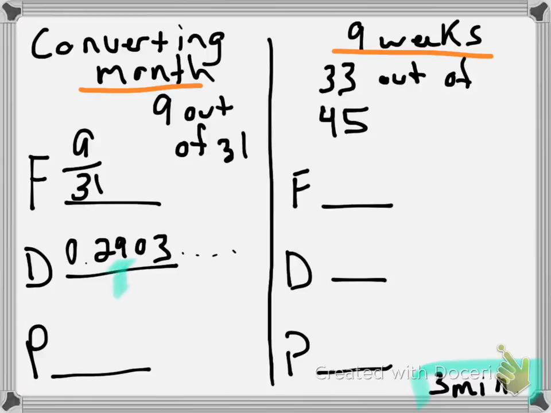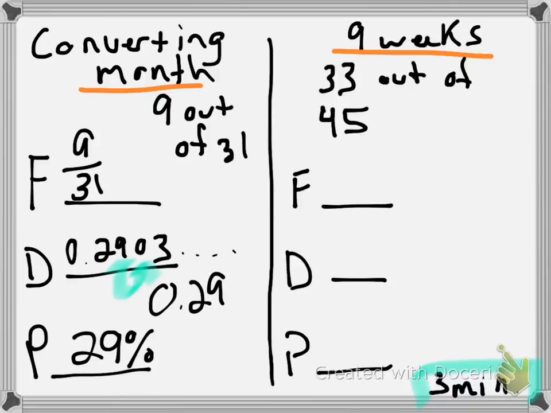You look at the second number and look at the number behind it. 0.29 is there. 0 is going to make it stay the same. As a percent, that's going to be 29%. Okay? And then we'll flash forward over here to 9 weeks. We have 33 over 45. And to turn that into a decimal, I'm going to have to divide.